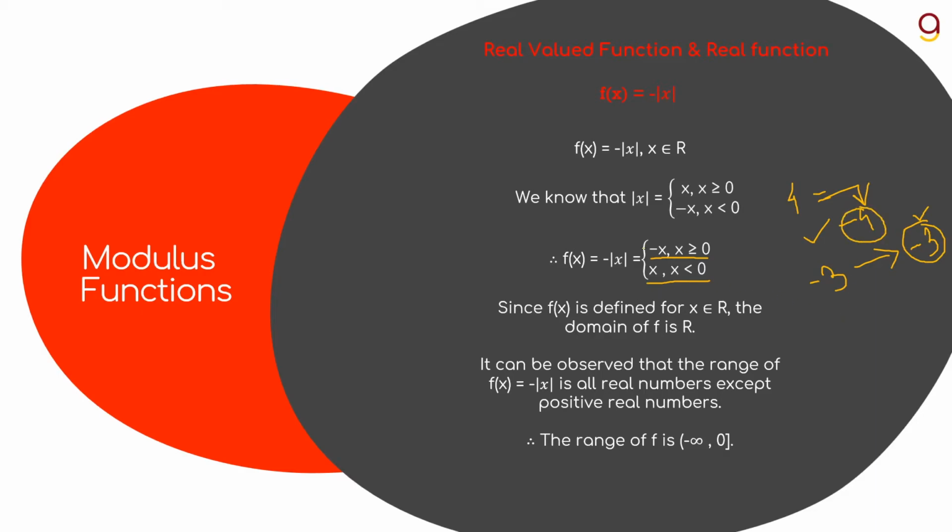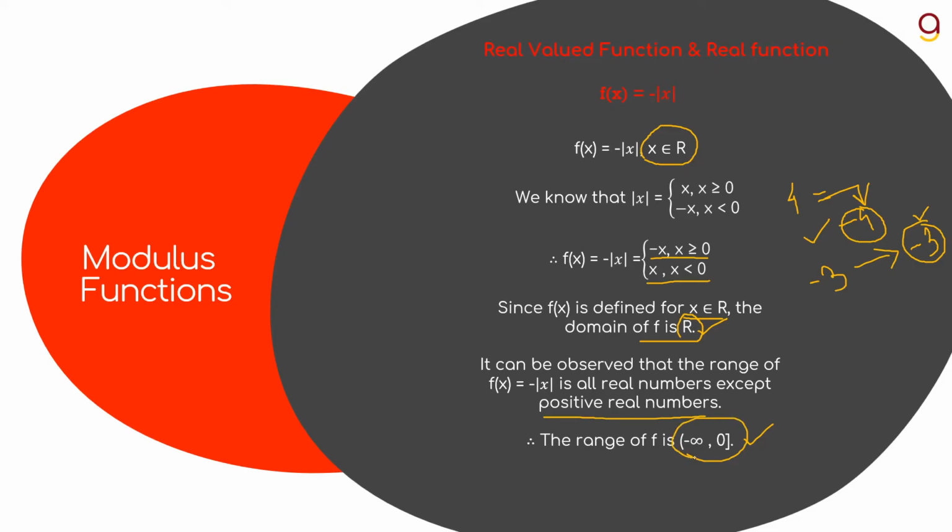So, now what can we say about the domain? Since f of x is defined for x belongs to the set of real numbers, the domain of the function is all real numbers. It can be observed that the range of f of x equal to minus mod x is all real numbers except the positive real numbers. Therefore, the range of f is minus infinity to 0. Fine. So here the domain is the set of real numbers. As x belongs to the set of real numbers, the domain of the function is real numbers. And the range of the function is minus infinity to 0.